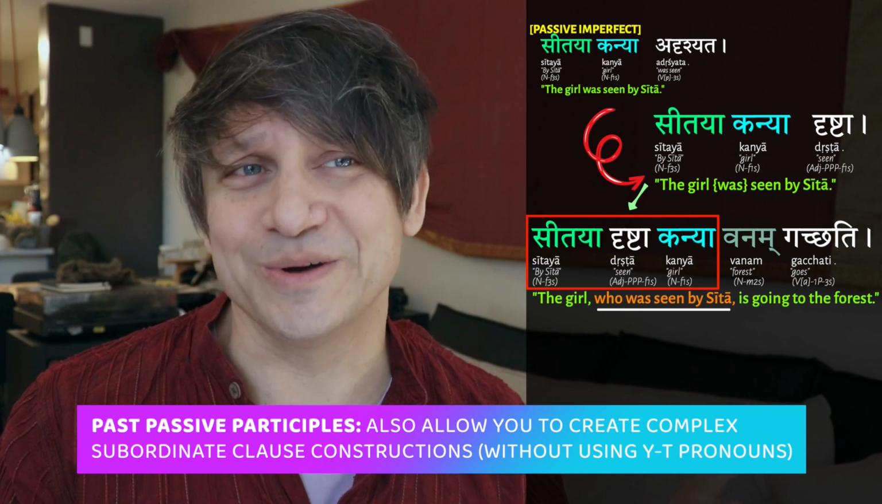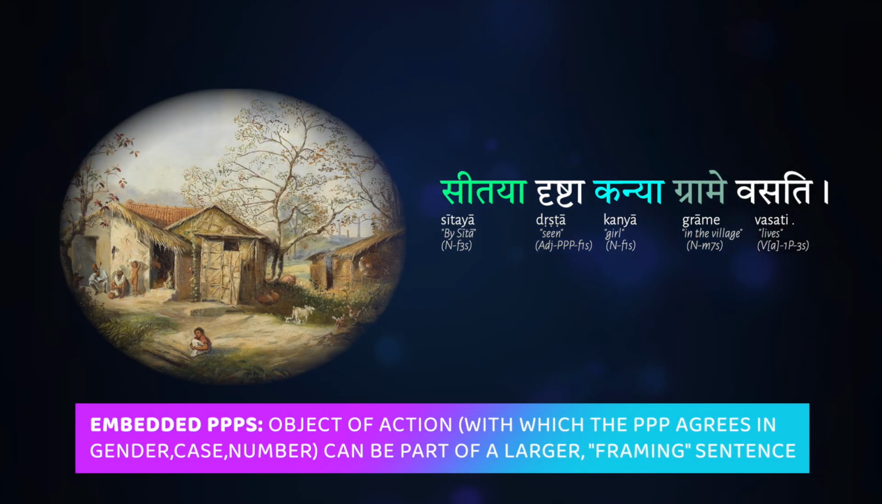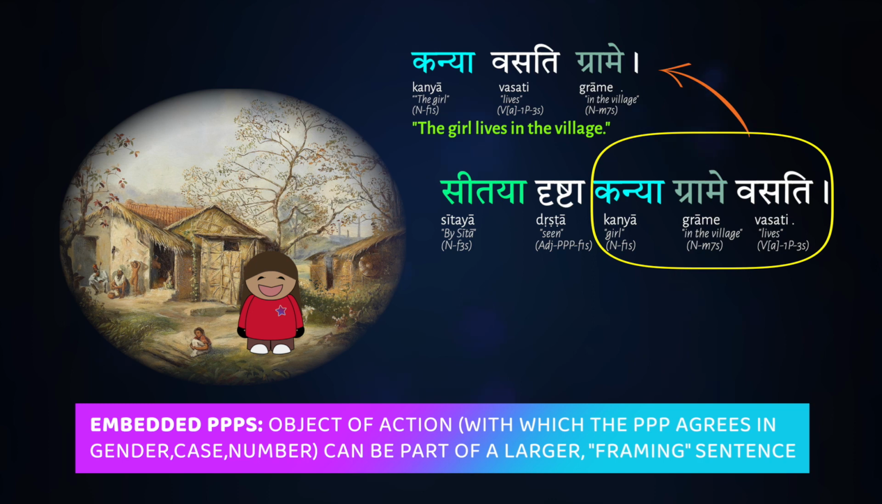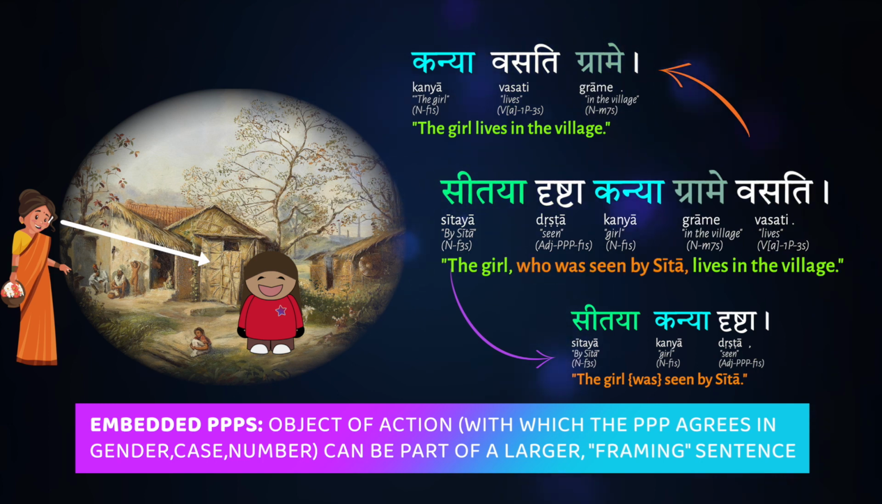See if you can understand what's going on in this sentence. Sitaya drishta kanya grame vasati. Here the basic sentence is kanya vasati grame, right? The girl lives in the village. The root vas means to live or dwell in. Grame is the village. But Sitaya drishta provides us an additional bit of information about this girl. She was the one who was seen by Sita. Drishta Sitaya. The whole sentence now means the girl who was seen by Sita lives in the village.